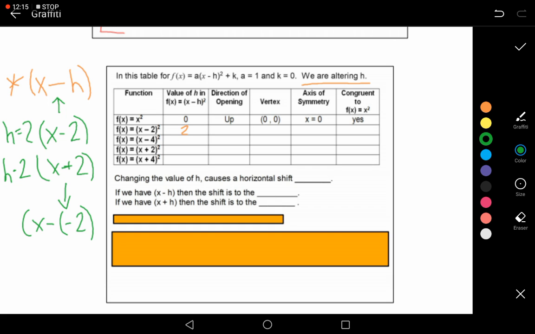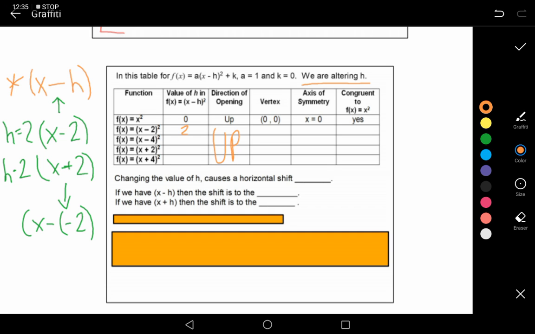Okay, so moving on to that next column, direction of opening. As we can see, the a value again is not changing. It's still positive. So these are all just going to be up. Okay, nothing's going to change there.